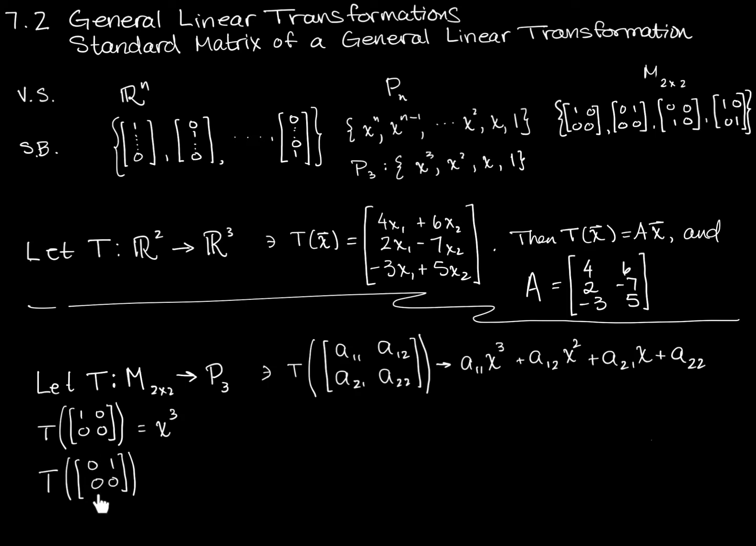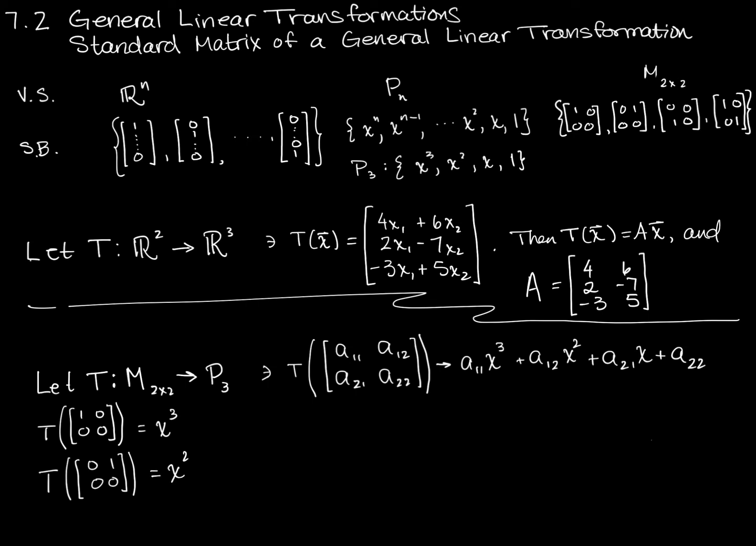This element from the standard basis has a 1 in this position and zeros everywhere else. So which term has the coefficient of the a12, the first row, second column element? And that's this one here. So that's going to spit out x squared. 1 times x squared, that's going to be x squared.